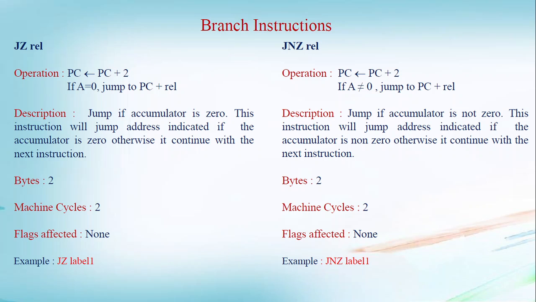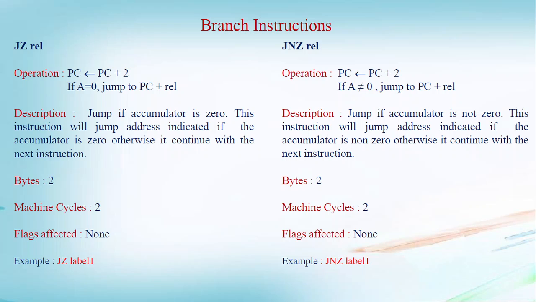JZ, jump if accumulator is 0. This instruction will jump to the address indicated if the accumulator is 0. Otherwise, it will continue with the next instruction. It requires 2 bytes and 2 machine cycles. Example, JZ label1. The same way, the JNZ instruction is there. In JNZ, jump if accumulator is not 0. This instruction will jump to the address indicated if the accumulator is non-zero. Otherwise, it will continue with the next instruction.